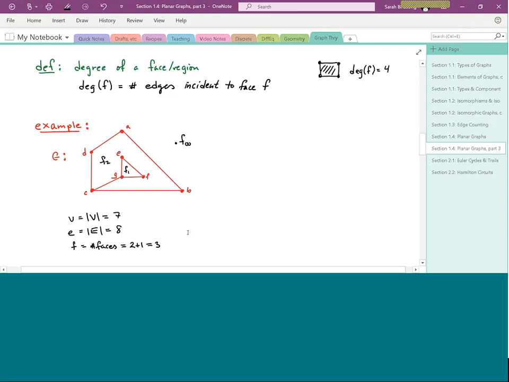Okay, so now we're not going to worry about the dual of this graph, although you totally could do it if you wanted to. If you did the dual of the graph, you'd have only 3 vertices and 7 faces and a whole bunch of edges. That would definitely be a multi-graph.